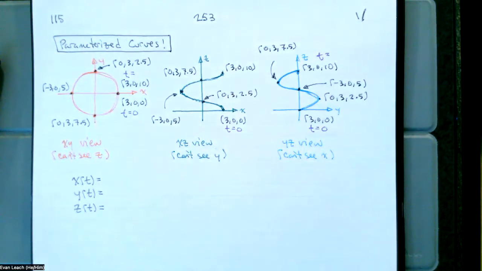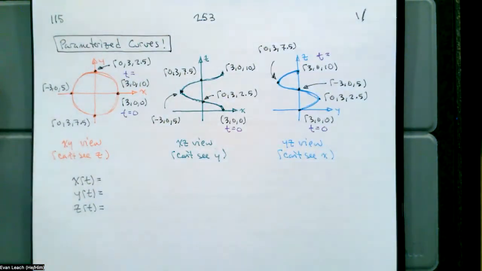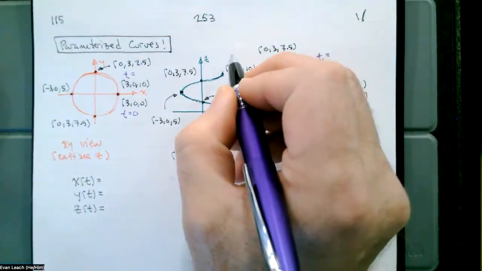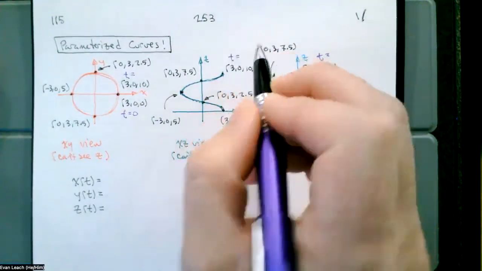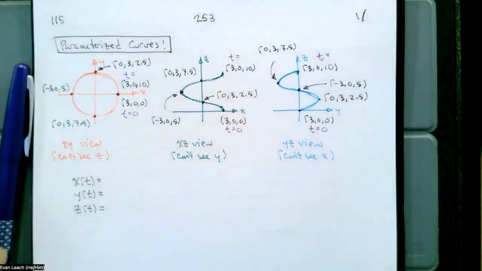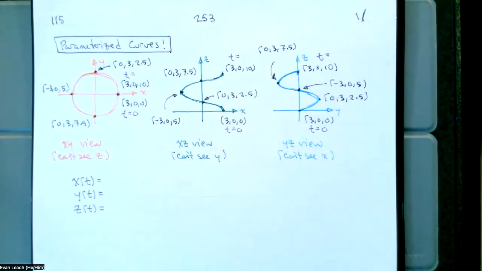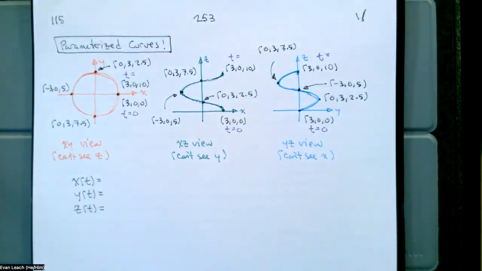Today, we would like to finish parameterizing this spiral. Yesterday, we worked out three different views of our spiral. The XY view where we can't see Z, the XZ view where we can't see Y, and the YZ view where we can't see X.